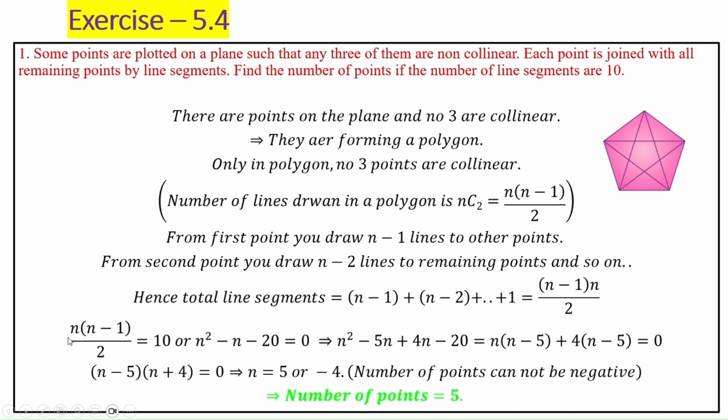Now it is given that the number of lines drawn is 10. So n into n minus 1 by 2 equal to 10, or the quadratic equation you get in n is n square minus n minus 20 equal to 0. You can factorize. It looks very simple, right? Minus 20 can be minus 5 and 4. So I just factorize it. The solution I get is n minus 5 into n plus 4 equal to 0, or n equal to 5 or minus 4. Ignore the negative part because the number of points cannot be negative. So the number of points on the plane is 5.